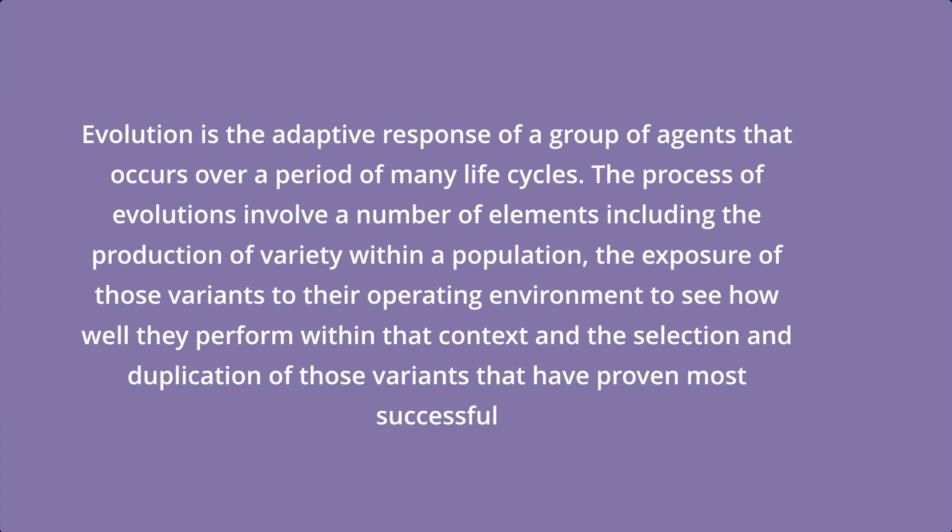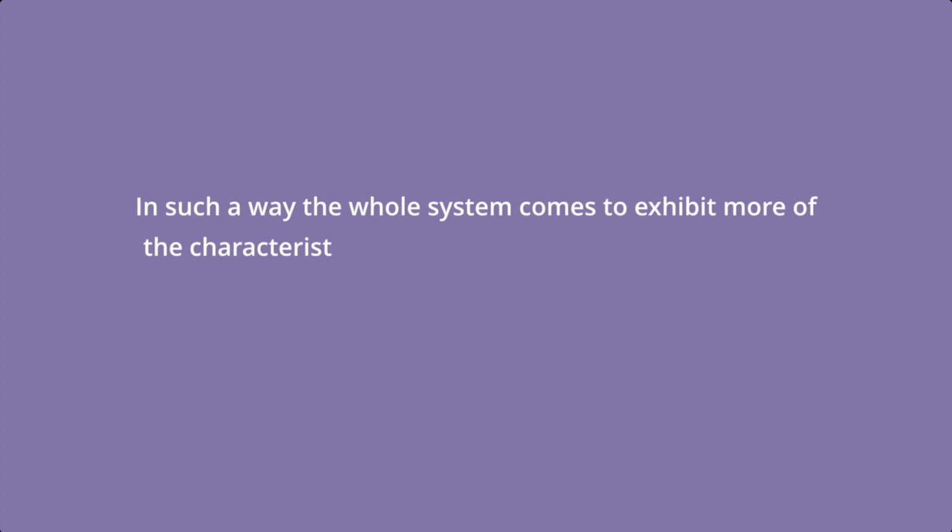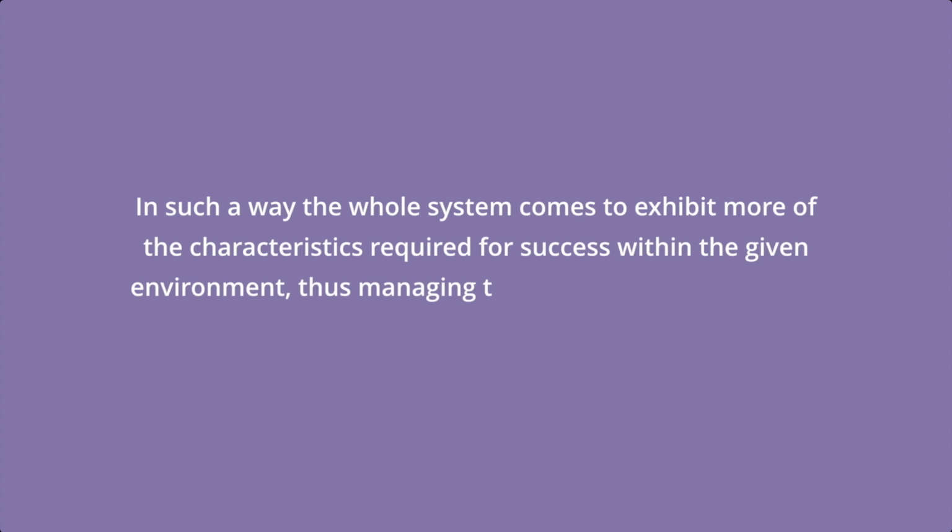So that itemizes the different parts. There's the production of variety, they're exposed to the operating environment, and then those that are best adapted to that environment are selected for and duplicated. That's how a whole complex adaptive system comes to exhibit more of the characteristics required for success within the given environment, thus managing to adapt without centralized regulation. So this is how a decentralized process of adaptation takes place across the whole population.